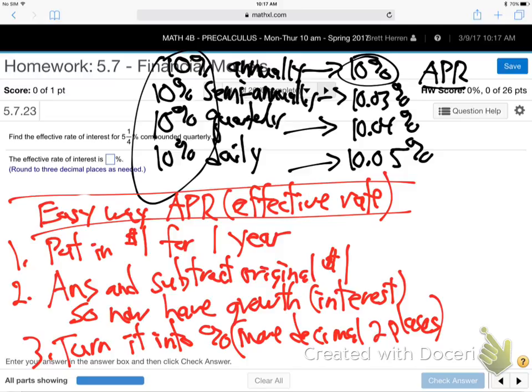So put in $1 for 1 year. This would be a good thing to put on your 3x5 card for the next step. Put in $1 for 1 year, because it's different than what they say. Take the answer and subtract the original dollar. Now you have the growth. Turn it into a percentage.